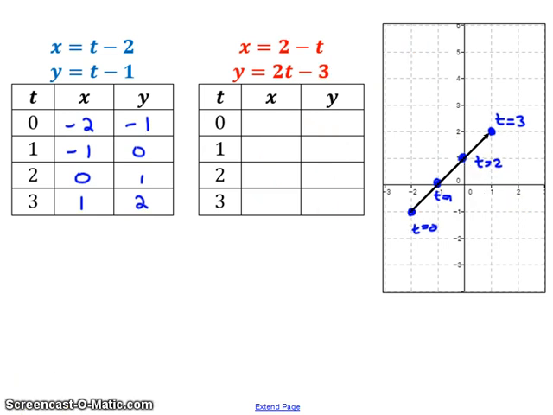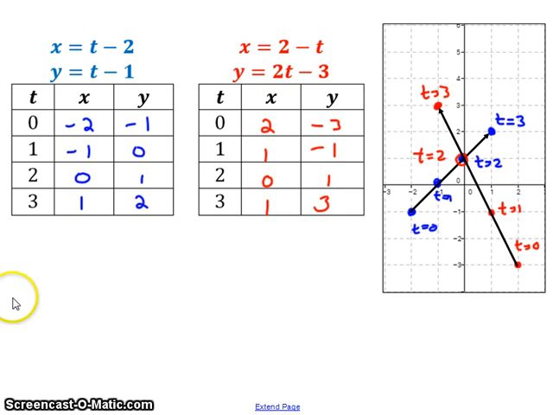paths. This time we're going to change one set of parametric equations, and it turns out that if you were to eliminate the parameter on this and the previous set that we just looked at, you would find that they actually lie on the same line. In other words, their paths are going to be the same. Now the question is, will they occupy the same point at the same time?